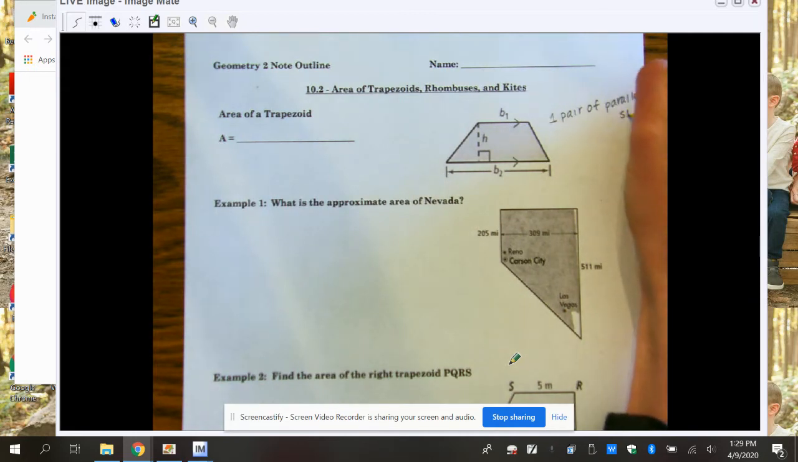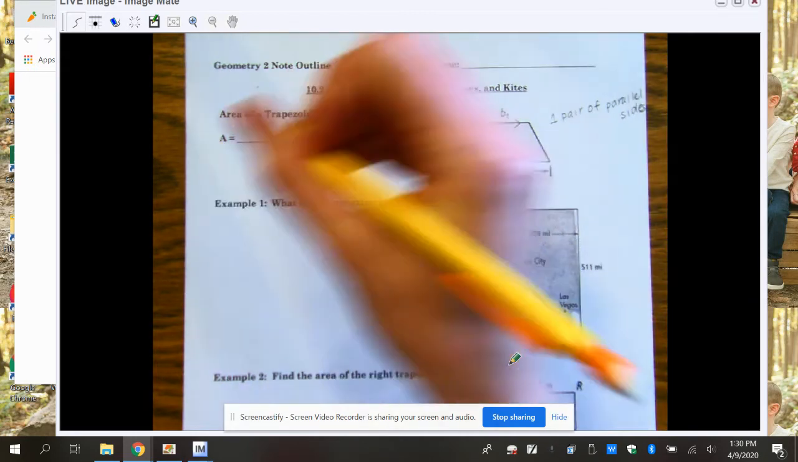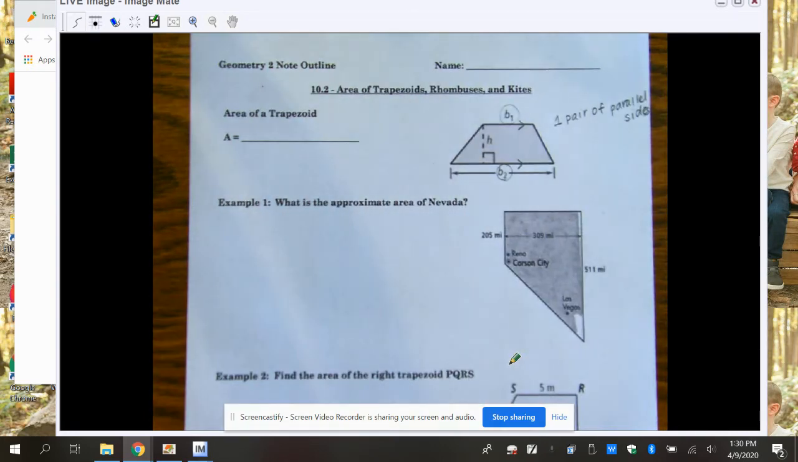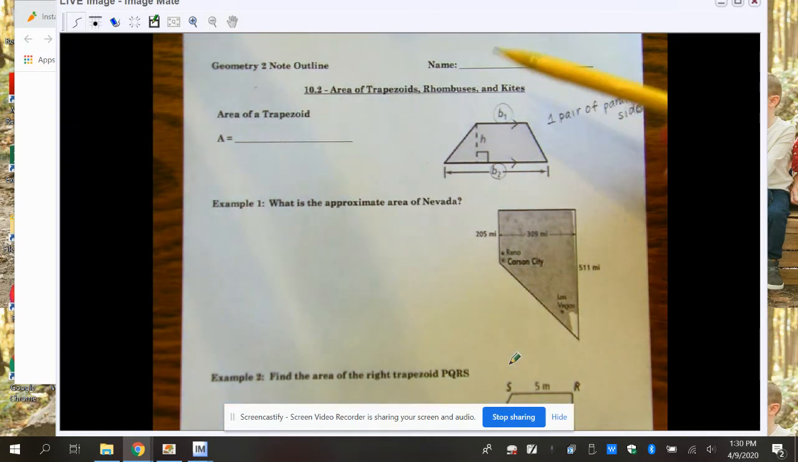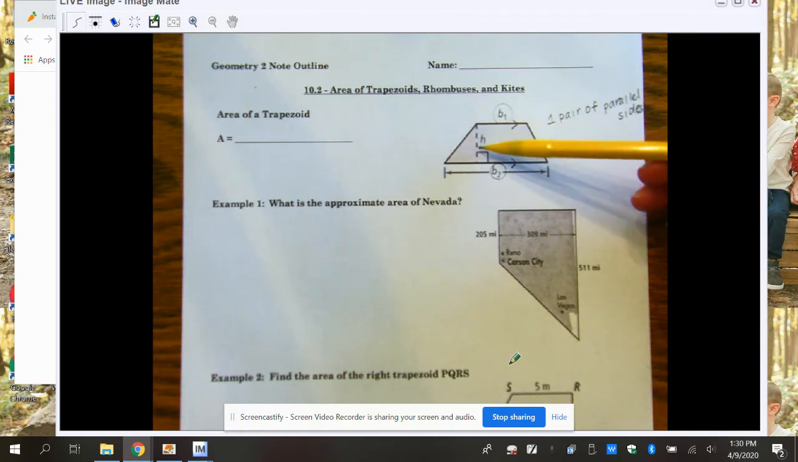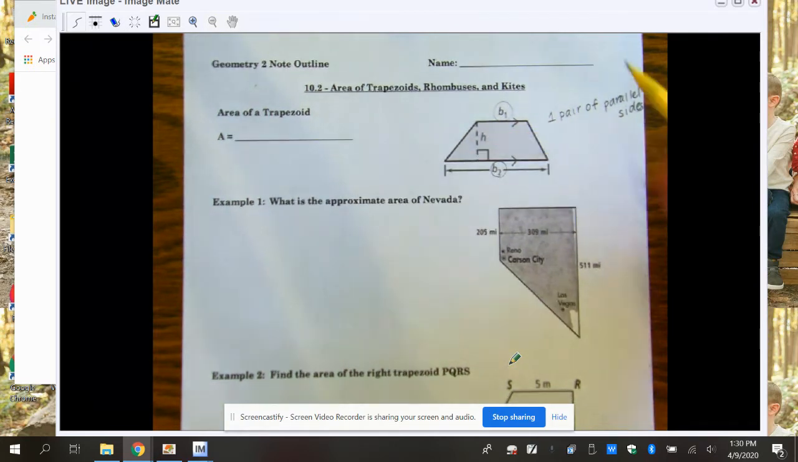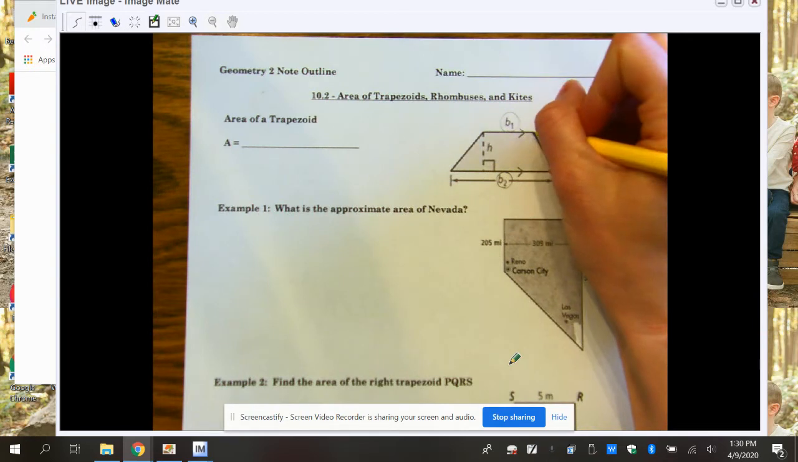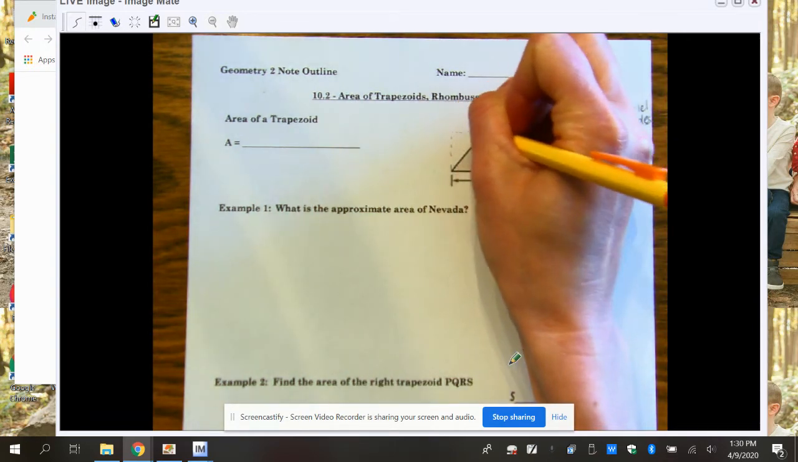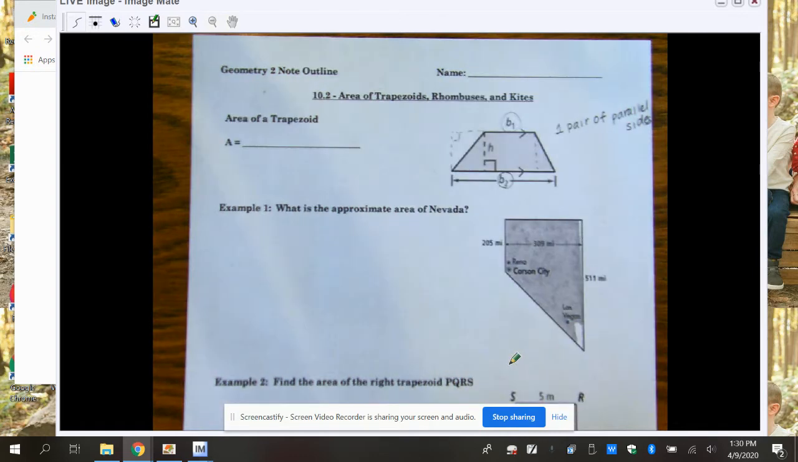Those parallel sides are always going to be the bases. That's what these mean right here, base 1 and base 2. And then the height of the trapezoid is the segment that's drawn perpendicular from one base to the other. You could draw the height in here, you could draw it in here, you could draw it outside of your trapezoid like we did with some of the parallelograms. It's just the perpendicular distance from one base to the other base.